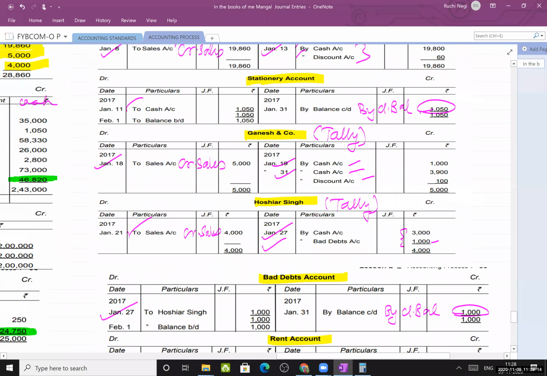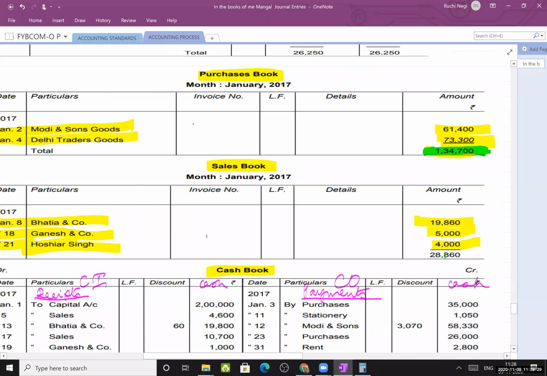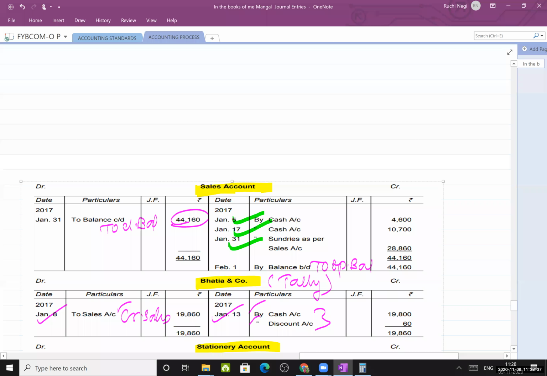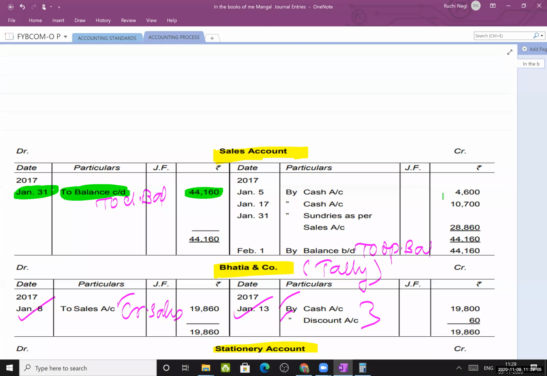Next, the sales account. Same as what we did in purchases. The second effect of cash sales. And the closing of the sales book, the balance we had, 28,860, you will transfer to the sales account, obviously, by sundries as per sales account, 28,860. Total this. The balancing figure will go to, what will you write? To balance carried down, 31st January. This is my closing balance. Whether you write to balance carried down or to closing balance, it's one and the same.